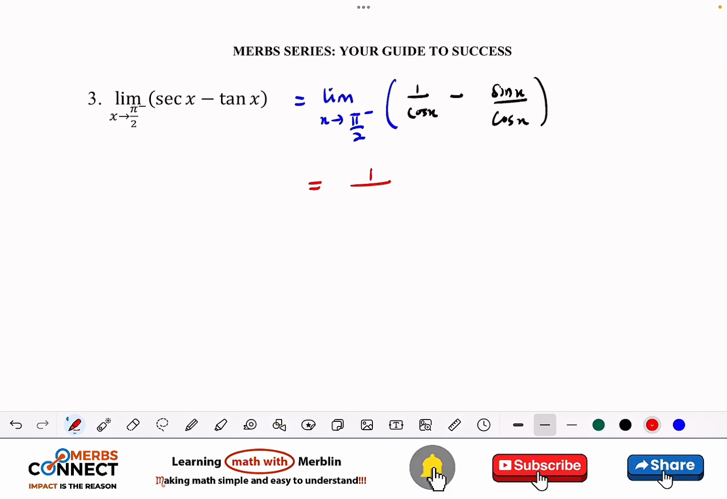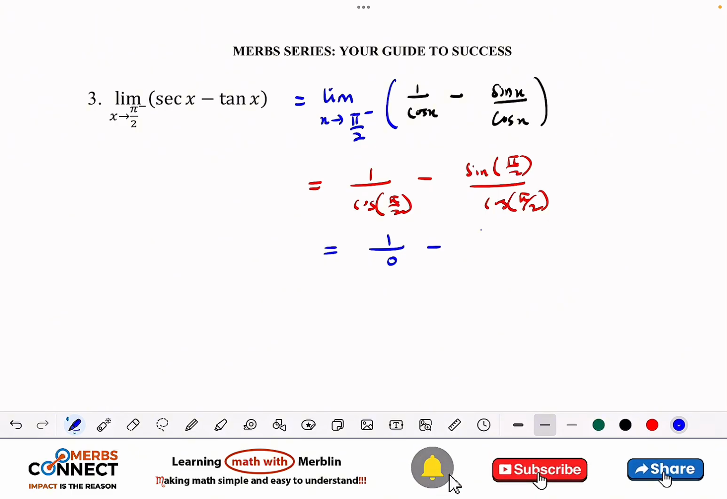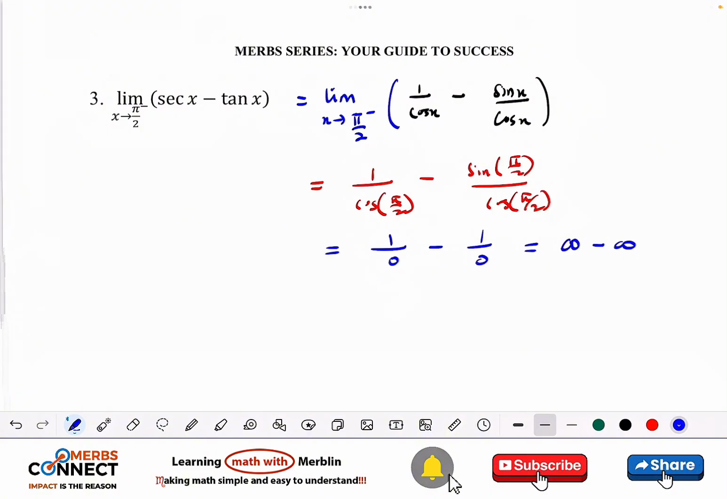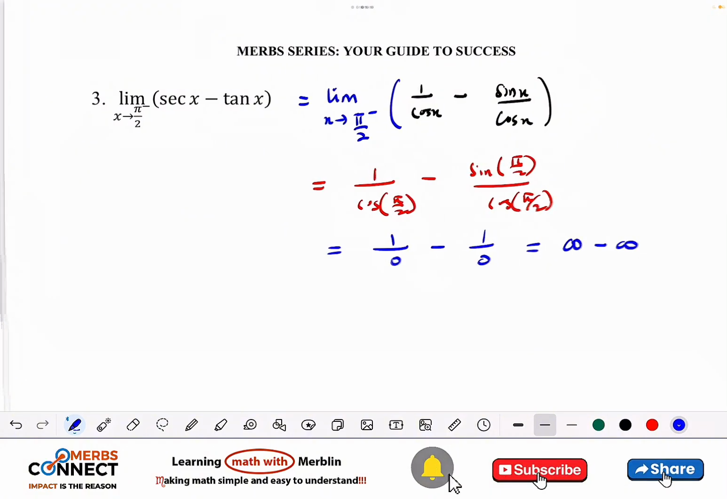So 1 divided by cos pi on 2 minus sine pi on 2 divided by cos pi on 2. So what are we going to get? This is 1 divided by 0 minus, this is also cos 90. Sine 90 is 1, so 1 over 0. And this is kind of crazy, right? So this is kind of like infinity minus infinity, right? So I'm going to get something like this.